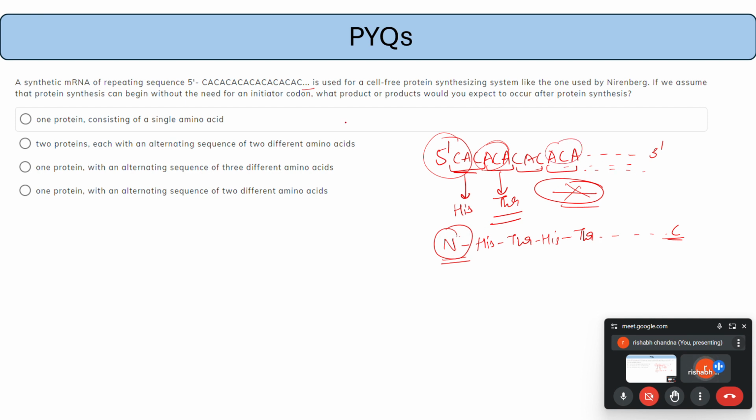So the first option is wrong, the second is wrong, and the third is wrong. Then we have one protein with an alternating sequence of two different amino acids. So yes, here we have an alternating sequence of two different amino acids, histidine and threonine. So the correct option is option D.